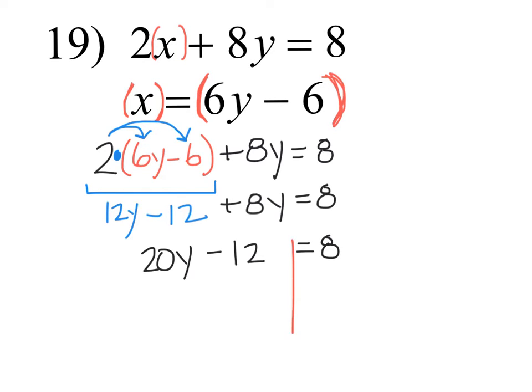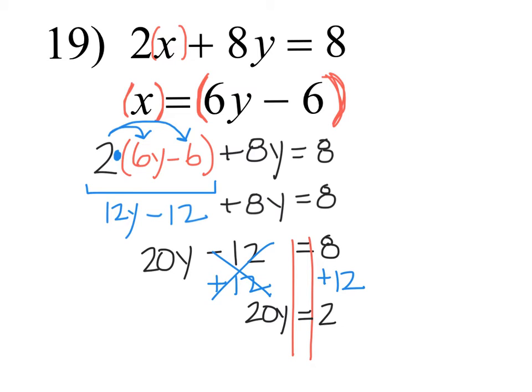Now I can create my railroad tracks because I only have one y in my problem. And I'm going to add 12 to cancel out the 12. I have over here 8 plus 12, which gives me 20. If I divide this side by 20 to isolate y, and this side by 20, I will get a statement that says y equals 1. 20 divided by 20 is 1.